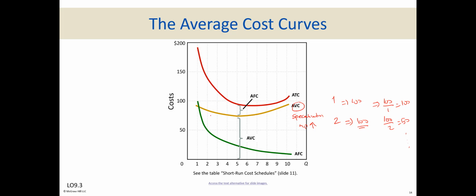And ATC is the sum of these two curves. Therefore, it's decreasing because both average fixed cost and average variable cost are decreasing. Therefore, ATC is decreasing. But at some point, it starts increasing because increasing average variable cost dominates in calculating average total cost curve.